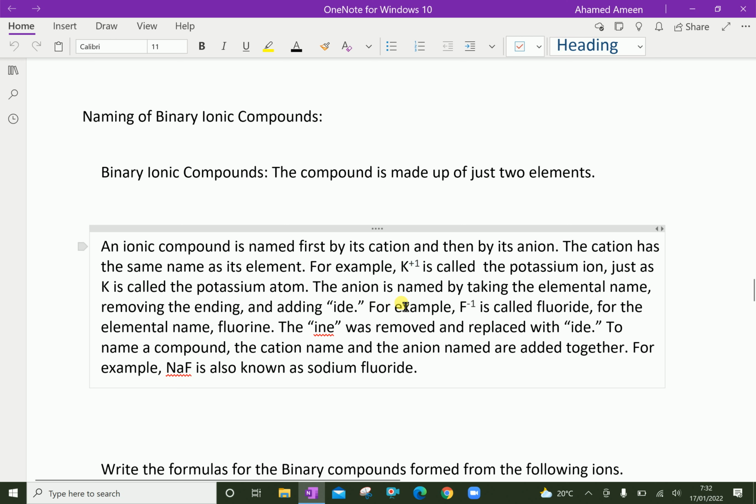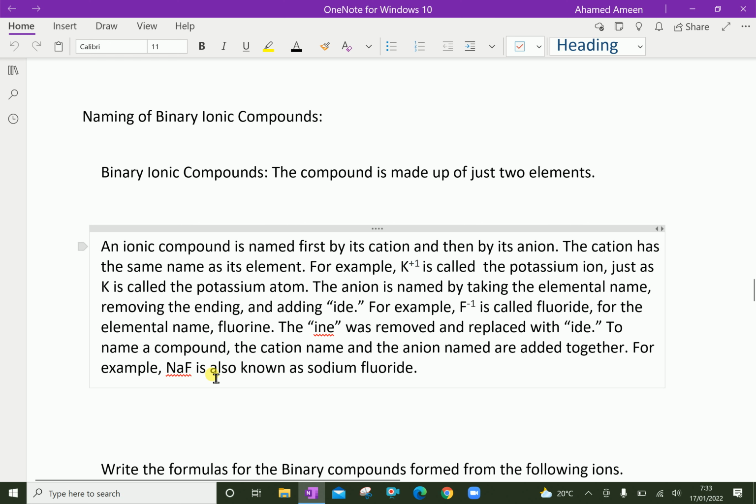The anion is named by taking the elemental name, removing the ending and adding -ide. For example, F-1 is called fluoride, from the elemental name fluorine. In fluorine, the -ine is removed and -ide is added. That is, -ine was removed and replaced with -ide.